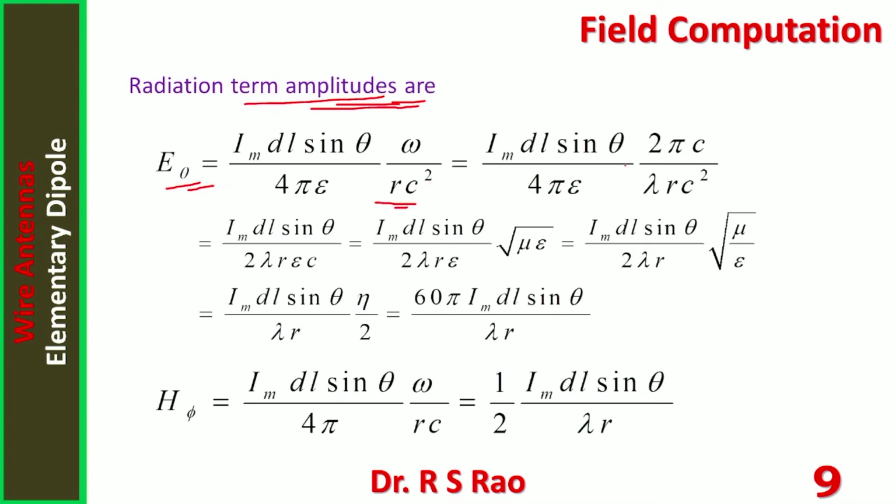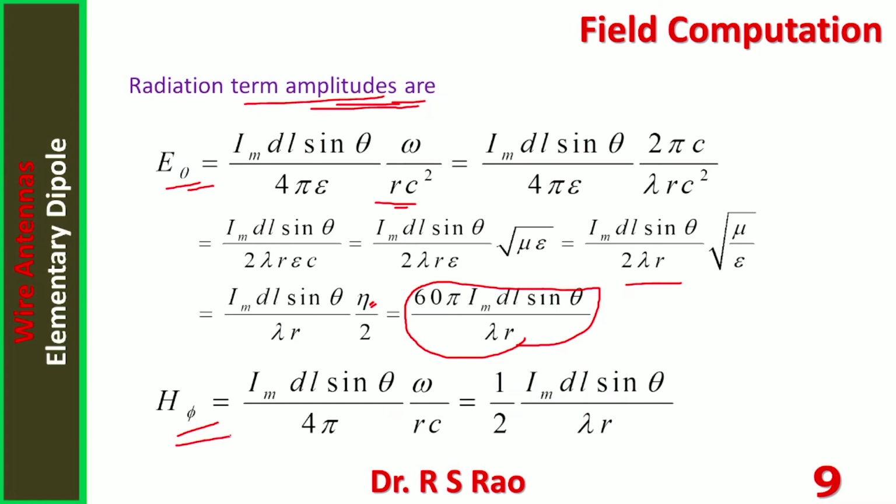So its amplitude is given by this. A little bit of manipulation ultimately leads to E theta as Im dl sin theta by 2 lambda r, square root of mu by epsilon. Root mu by epsilon is eta, the intrinsic impedance. Intrinsic impedance is indicated by eta. Ultimately, the E theta amplitude comes out to be 60 pi Im dl sin theta by lambda r. This is the relation we are going to use. We use it frequently, so better have it in our minds.